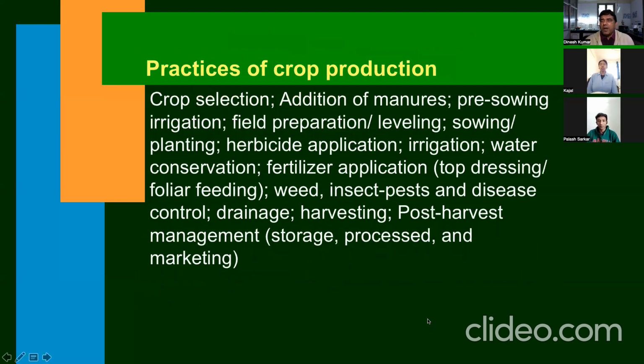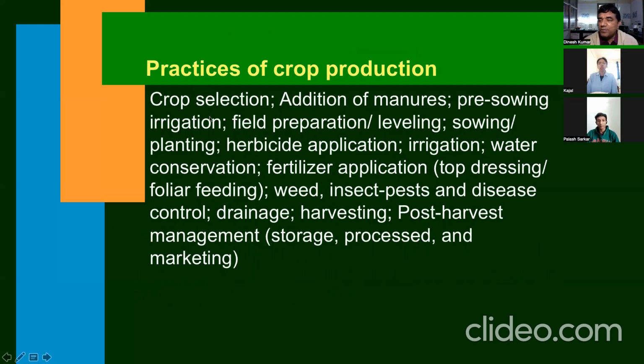Now, coming to today's last slide. Practices of crop production like crop selection is important. This is in practical term. Farmer has to make a choice, and what kind of manures and what quantity of manure is to be added. It is to be decided by farmers. This is an important practice.